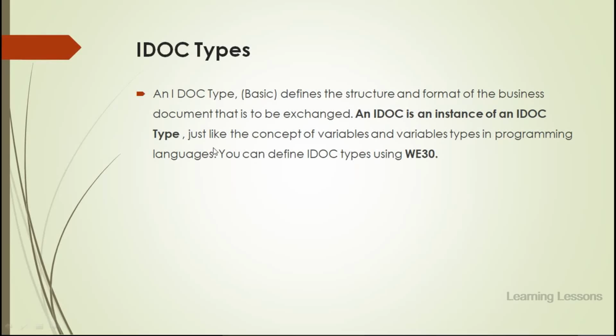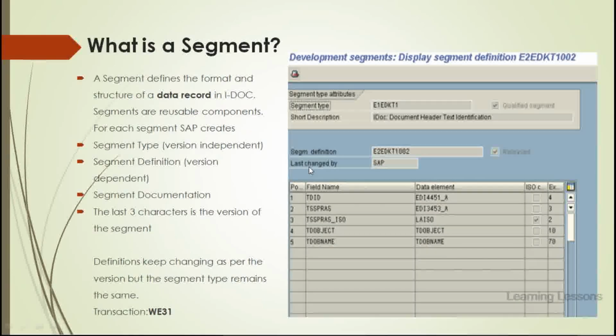We can define the IDoc types using the WE30 transaction. All the transactions I'll open and show you today. Tomorrow I'll directly do the configuration. So next, segment. At a high level, an IDoc is configured with segments.